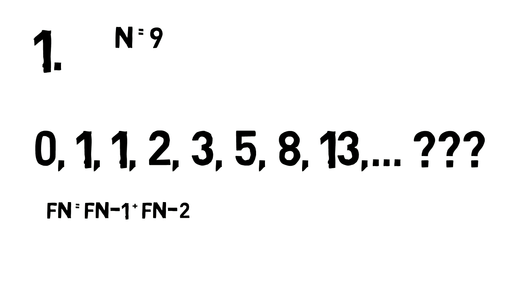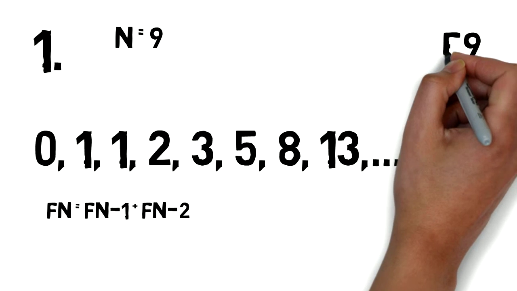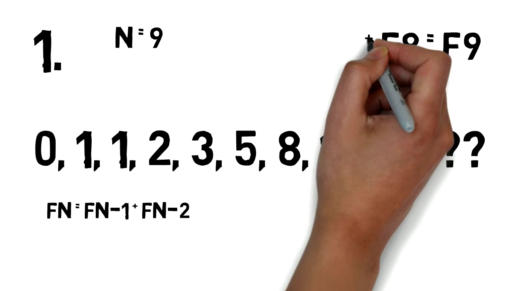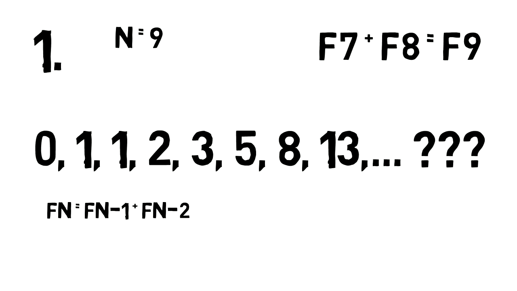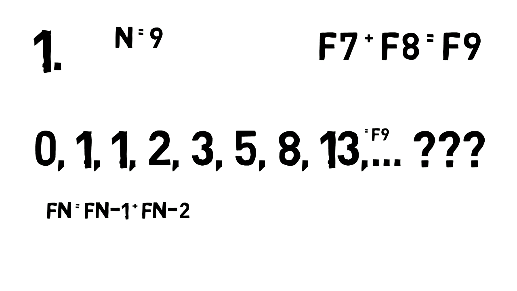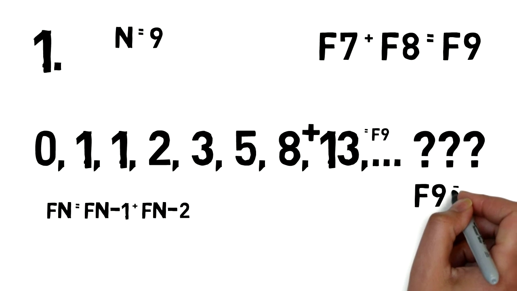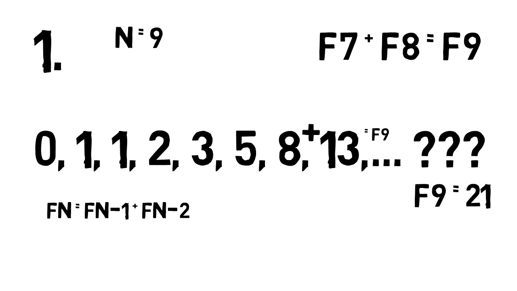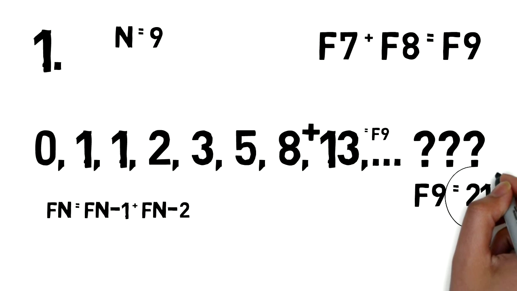So the solution goes like this. F of 9 is equal to f of 8 plus f of 7. After that, f of 9 is equal to 13 plus 8, meaning f of 9 is equal to 21. The next number in the Fibonacci series is 21.